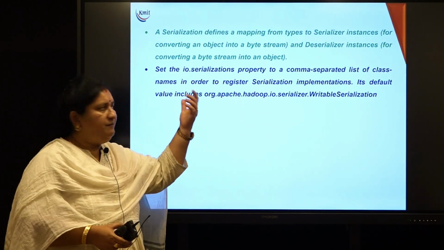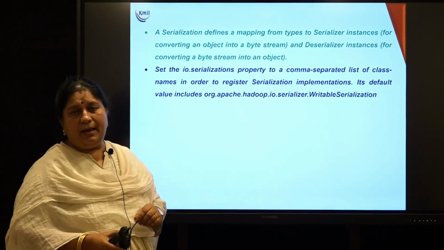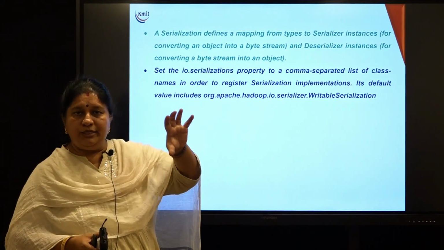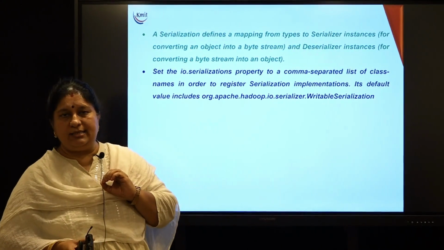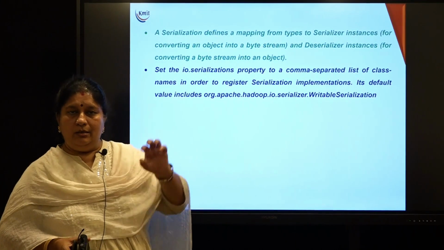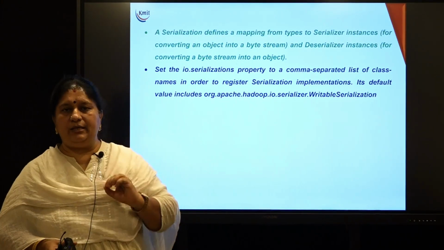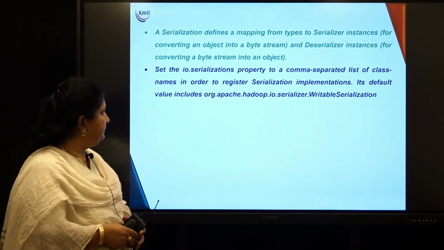And every time whenever we work with the serialization, it defines a mapping between a normal object type to serializer instances, and deserializer talks about a mapping between the deserializer instance to a respective object type.